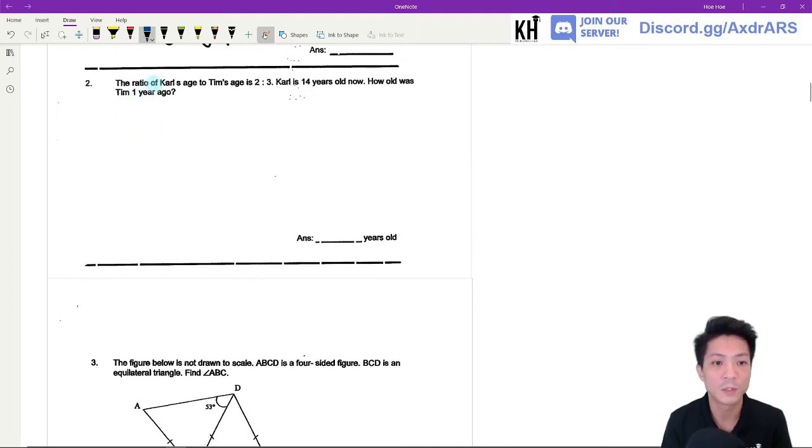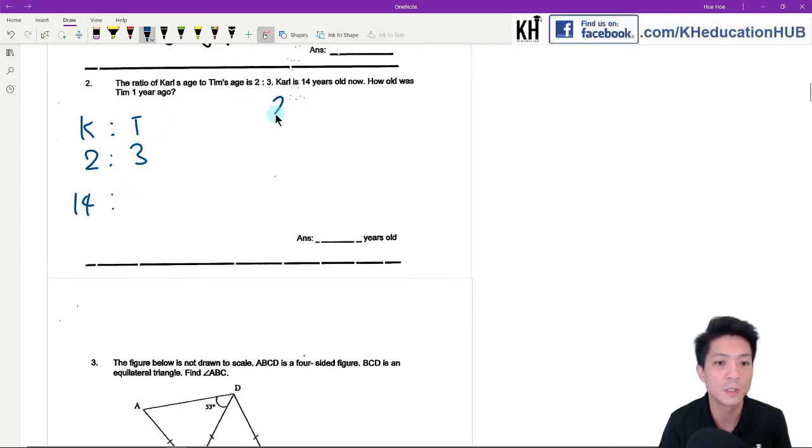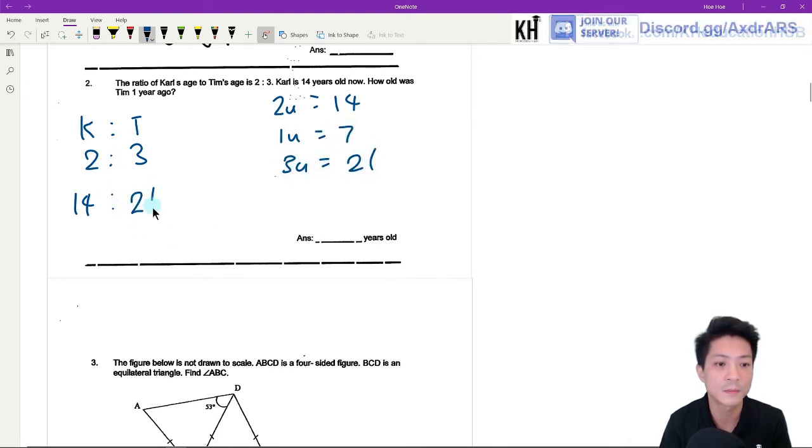Question 2. The ratio of Carl's age to Tim's age is 2:3. Carl is 14 years old now. How old was Tim 1 year ago? Okay, Carl to Tim is 2:3. So if Carl is 14 years old now, 2 units equals 14, 1 unit equals 7, 3 units equals 21, right? How old was Tim 1 year ago? So 1 year ago he was 20 years old.